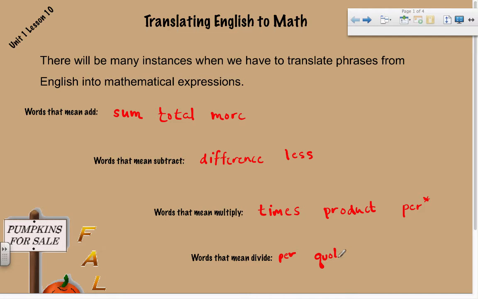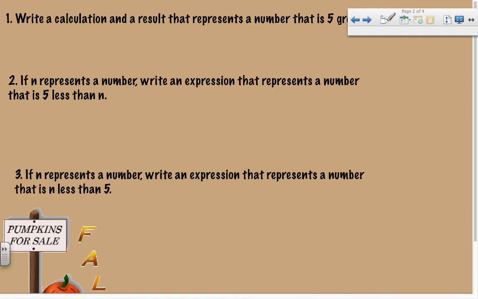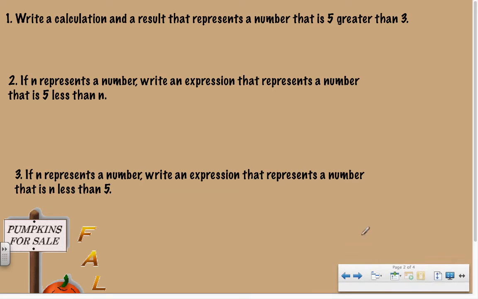Quotient means to divide. And the baby word, which I don't like anymore, is goes into. Gesundheit is what I want to say every time somebody says, how many times does 4 go into? I just thought of another one for multiply. Factor. All right, so tomorrow in class, we'll see if you can think of some more words, and we'll add to this list. So let's see what we're exactly talking about.